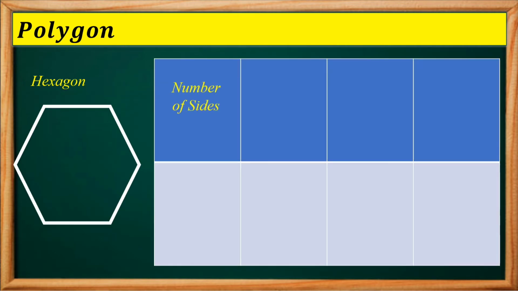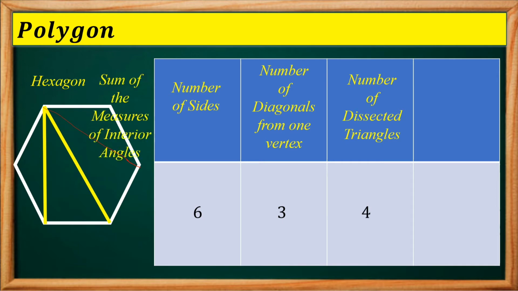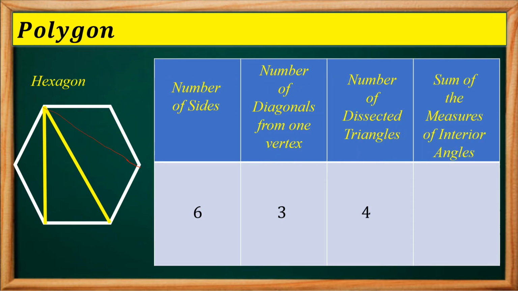Okay. How about for the hexagon? Hexagon, the number of sides is 6. The number of diagonals from one vertex: 1, 2, okay, we have here 3. Let's see, we are missing one. There is still one more. Okay, 1, 2, 3, 4. We have 4. Then, what is the sum of the measure? It means 180 times 4. We are now at the dissected triangles because it is 4.